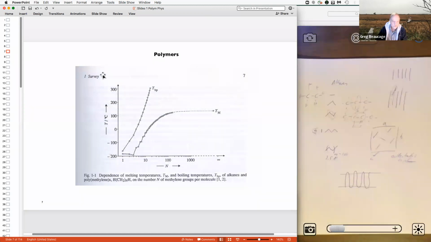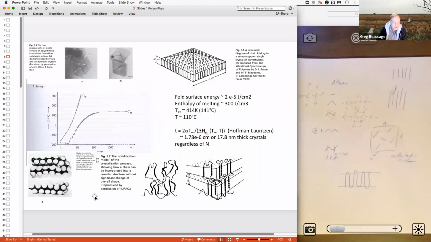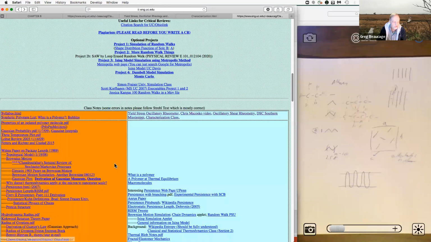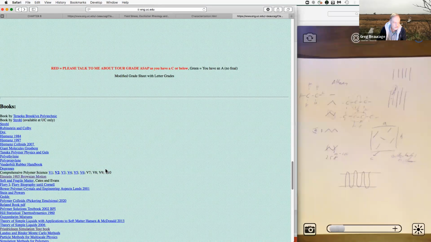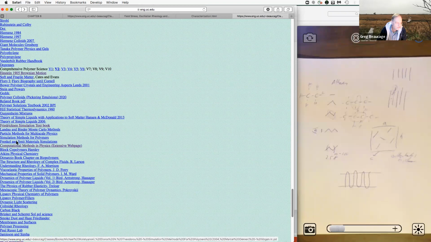Right. So this is what these crystals look like. Okay, this is that same plot, and it's just showing some things from this book. It's on the web page. So this is from this book, probably clicked here.